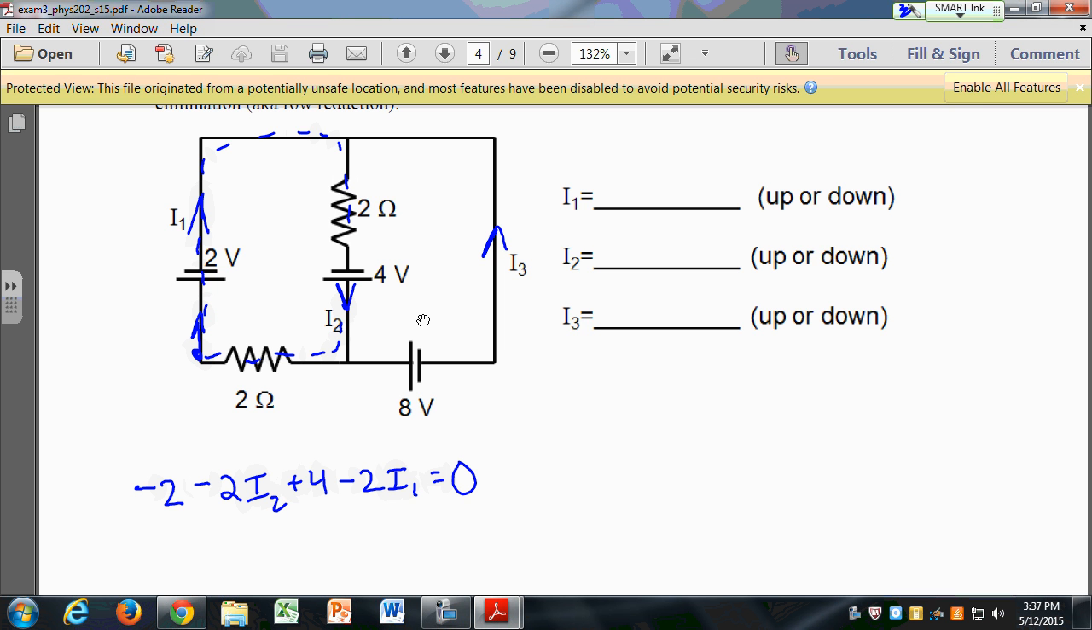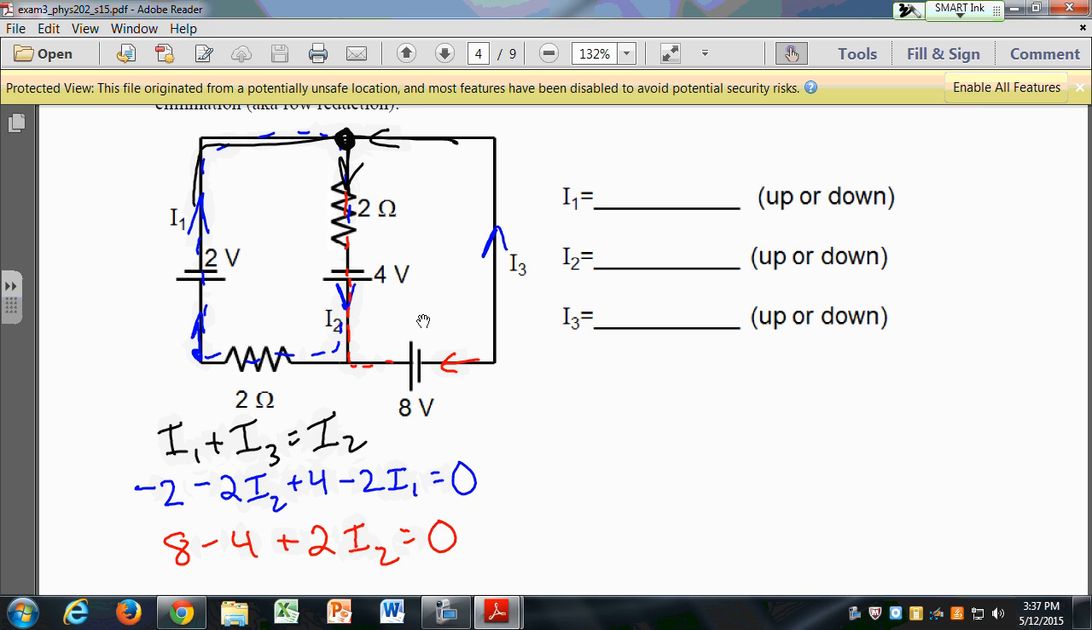Go back and review those rules if you're not sure how I got those signs. I'm going to go on. If you have a question about it, I can come back to it. We'll take, say, here, go in this direction. That is going to be +8 -4 plus 2I2 equals 0. And then I can write my third equation. We'll do it from the junction rule. Just pick a junction, doesn't matter where. Incoming currents are I1 and I3. Outgoing is I2. So that's going to be I1 plus I3 equals I2.